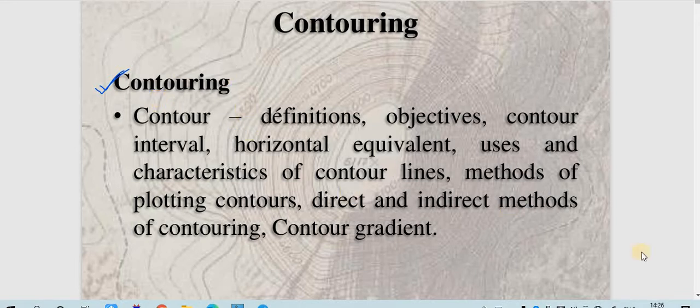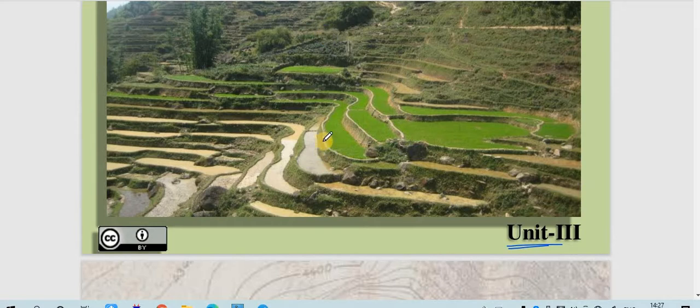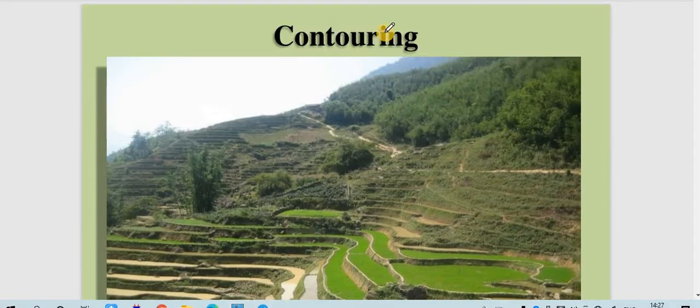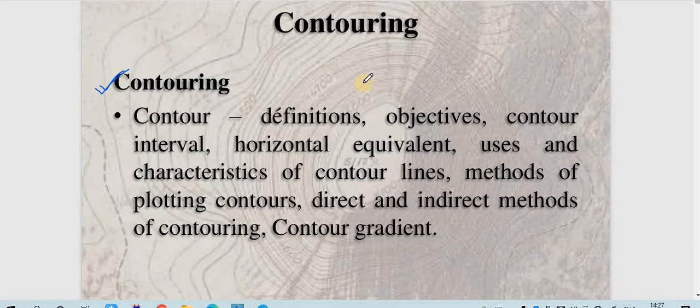Good morning, everyone. As we all know, we have started our second chapter of surveying, which is related to leveling, and the next part of leveling is contouring. It is a part of leveling. Contouring, as you all know, is related to leveling.